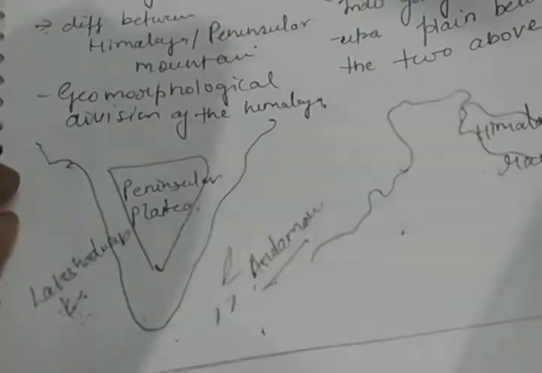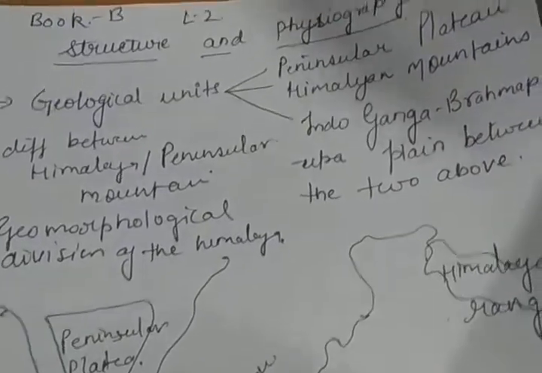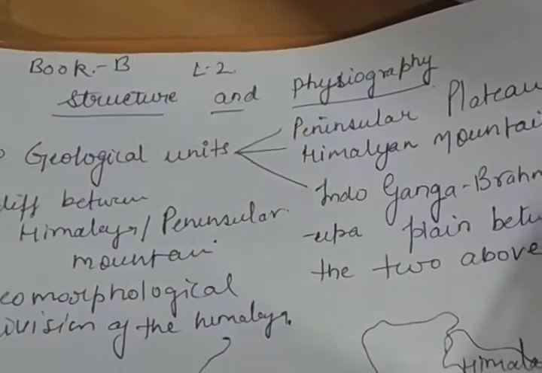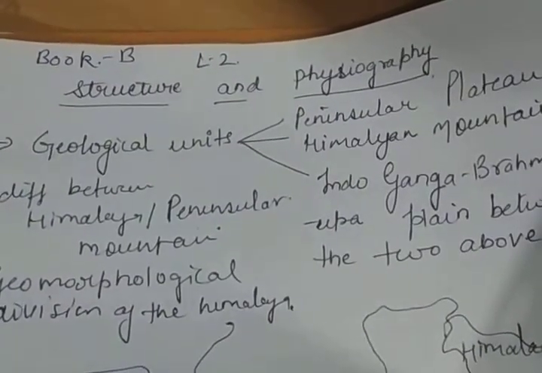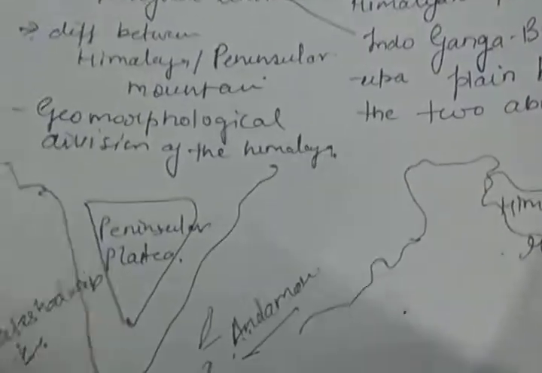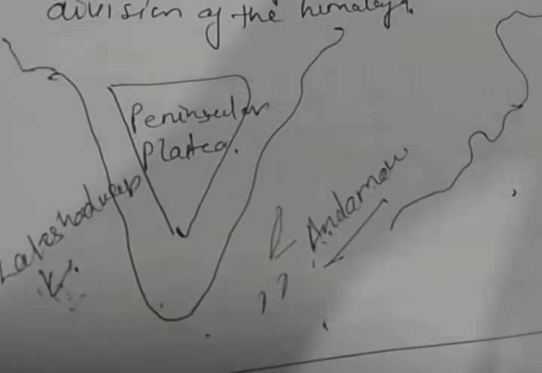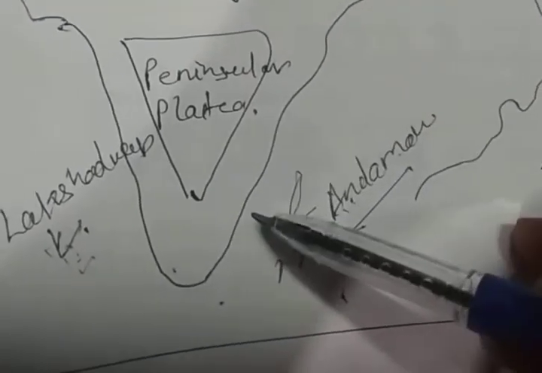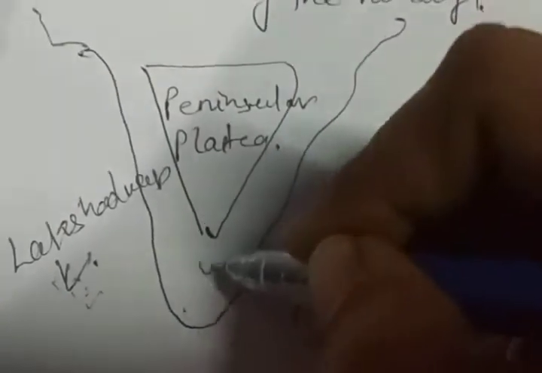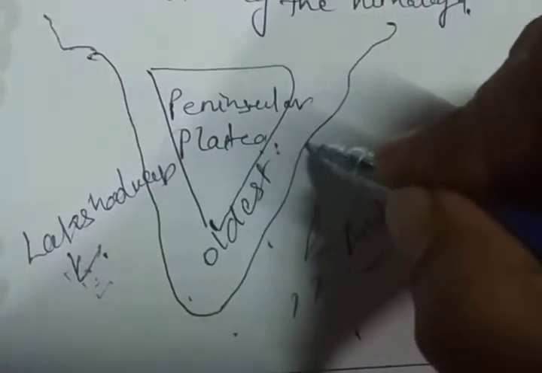So in this chapter, it's important for you to know the important geological units, which are our most important. These are the peninsular plateau. Peninsular plateau is the southern part of India that consists of an old plateau which is known as the southern plateau. You can also call the peninsular plateau the southern plateau. Okay? The geologists believe that it is the oldest landform of the Indian subcontinent. Remember that, oldest landform of the Indian subcontinent.